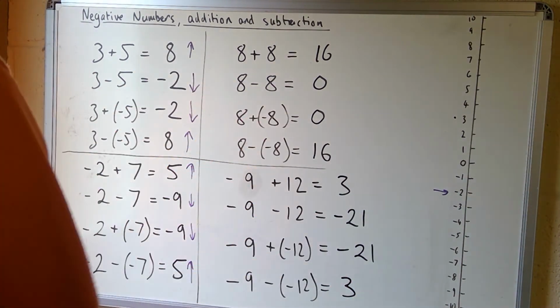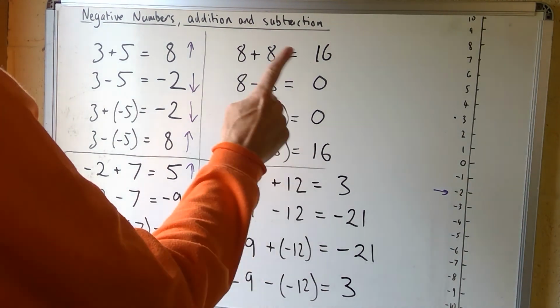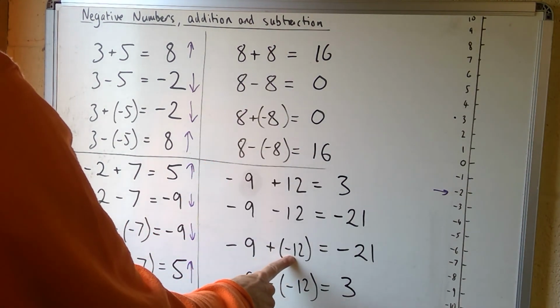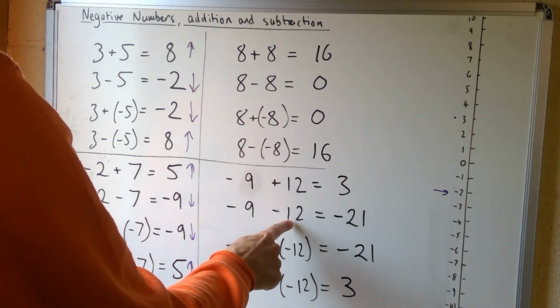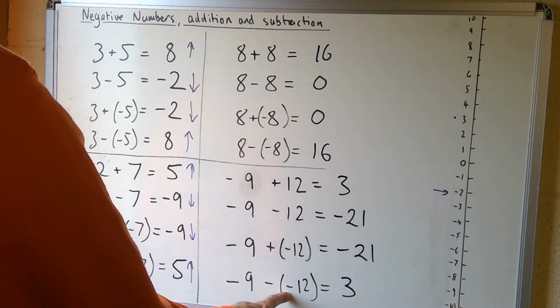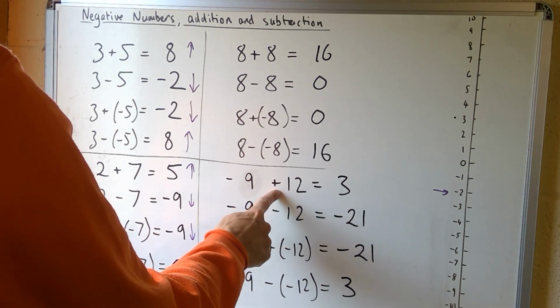By doing it in these patterns, hopefully you've realized that adding a negative number is the same as subtracting a number. Taking a negative number will be the same as adding that number.